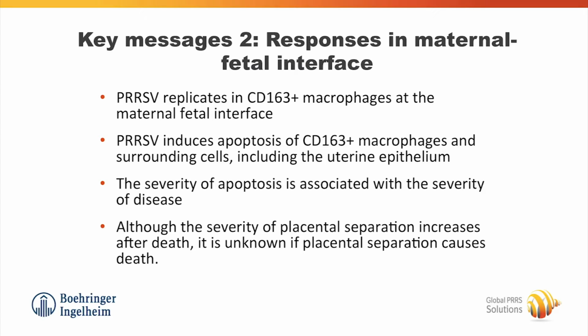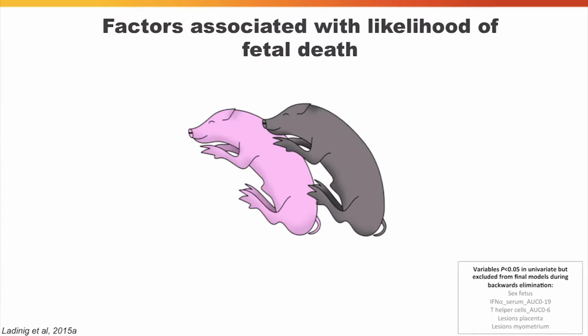So a couple of key messages related to responses in the maternal-fetal interface. Firstly, we know that PRRS replicates in CD163 positive macrophages. We know that it induces apoptosis of those macrophages as well as the uterine epithelium. We know that the severity of apoptosis is associated with the severity of disease, but we don't yet know whether apoptosis is the cause of placental separation and the cause of fetal death. So there's ongoing work that needs to be done there.